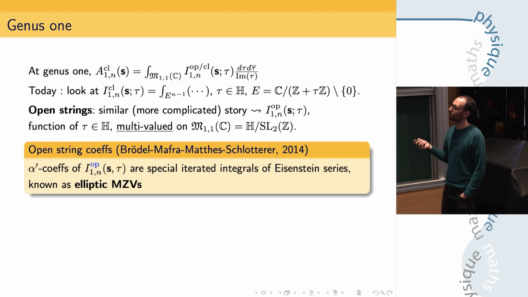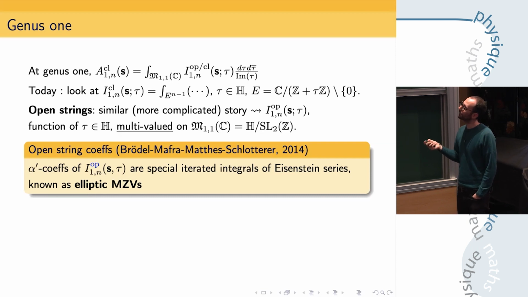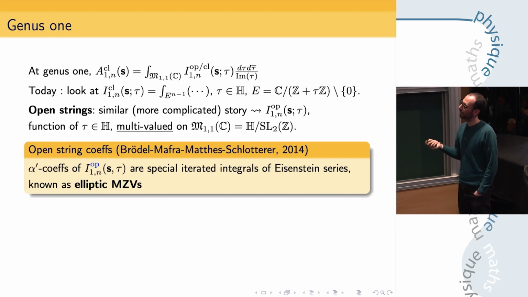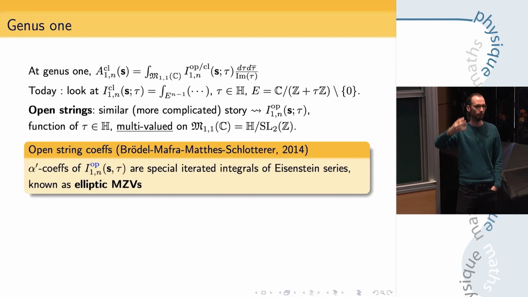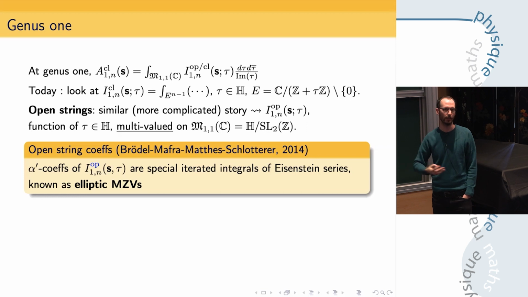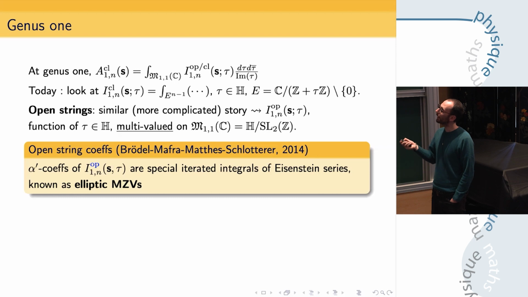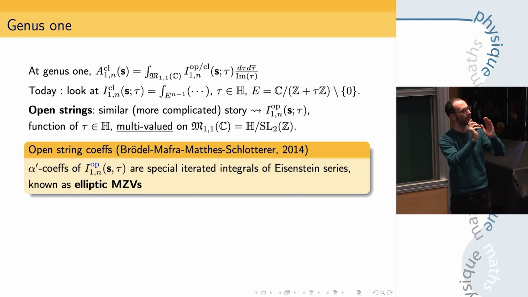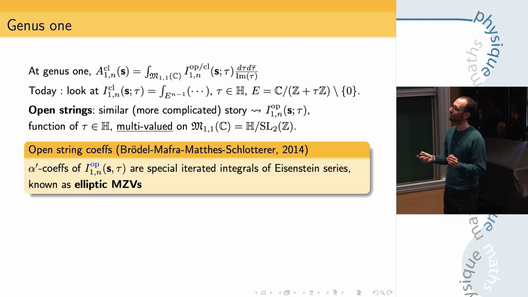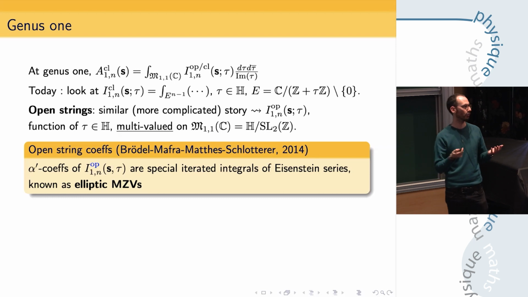And in 2014, these people proved that the alpha prime coefficients of this function, of this integrand, which are now functions of tau, not numbers, are special kinds of iterated integrals of Eisenstein series, which are certain classical kinds of modular forms that probably many of you know. But they're not all kinds of iterated integrals of Eisenstein series. They're just a very special kind, which are called elliptic multiple zeta values, for a reason that will be clear later.